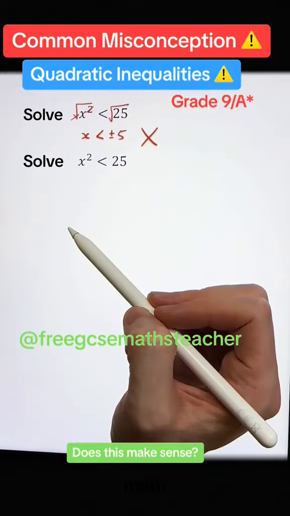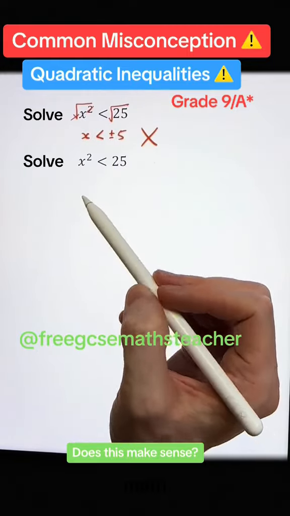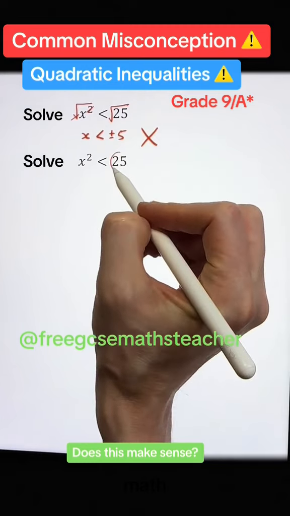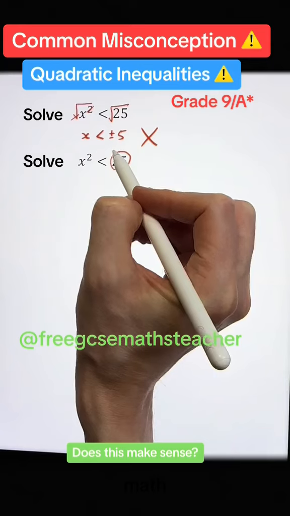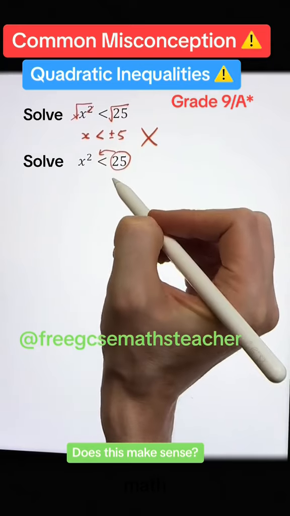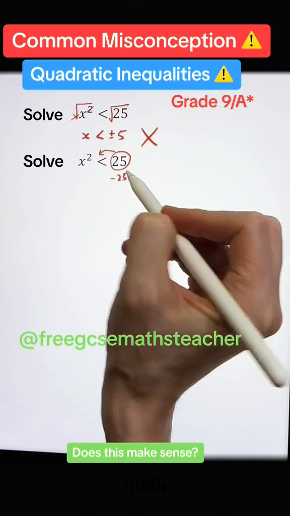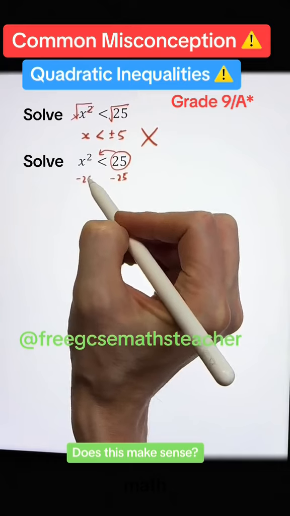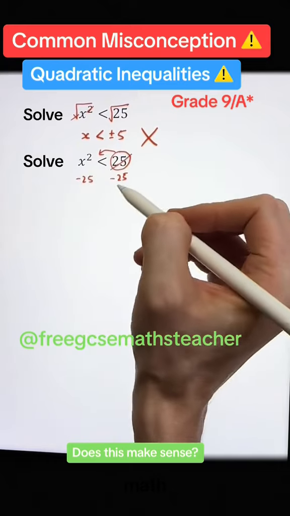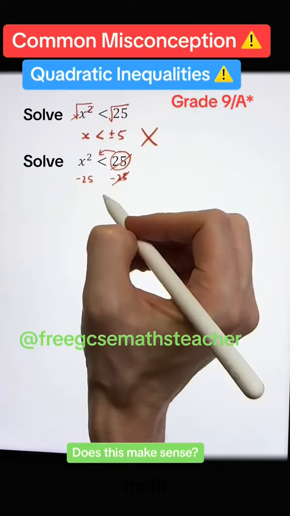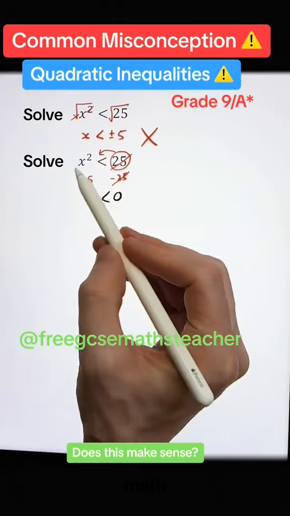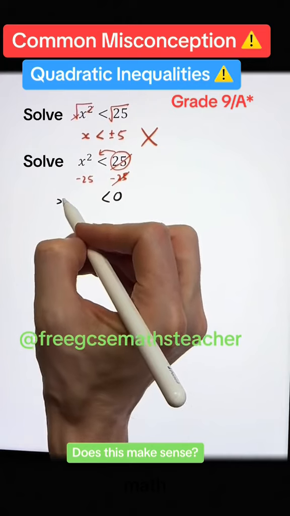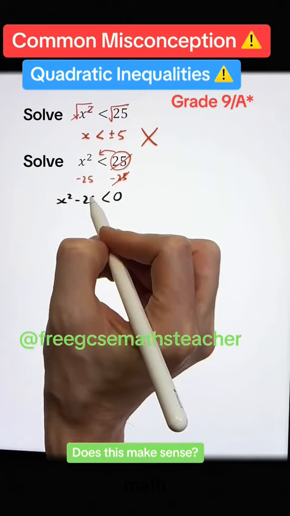Our first step is to get our quadratic inequality to be less than 0. Hence, I'm going to move the 25 from the right-hand side across to the left-hand side by doing the opposite. The opposite of add 25 is subtract 25 from both sides. On the right-hand side, 25 take away 25 will leave us with 0. And on the left-hand side, I've still got x squared, and I've now got negative 25 that's come across.